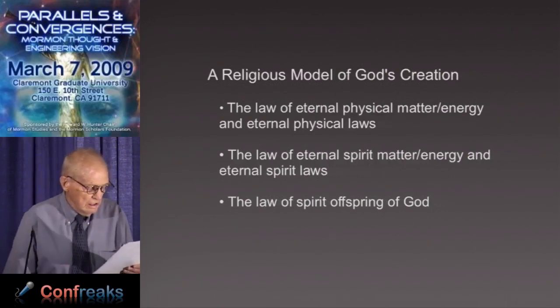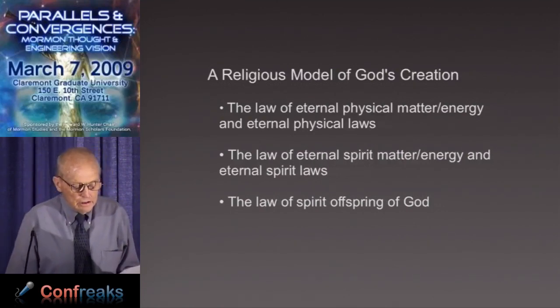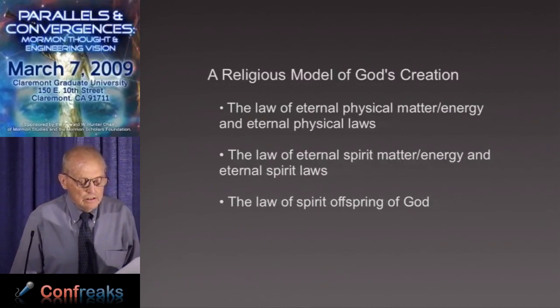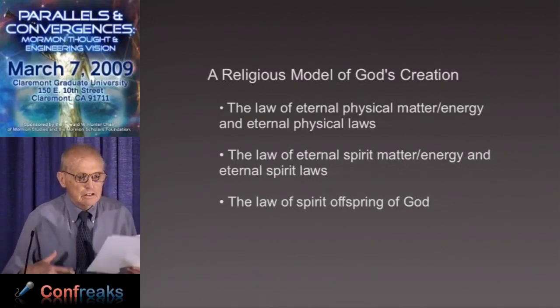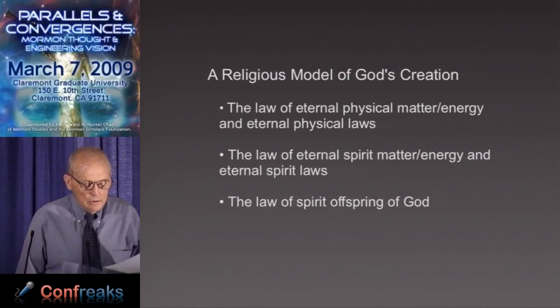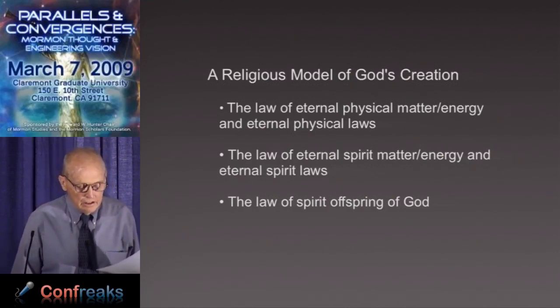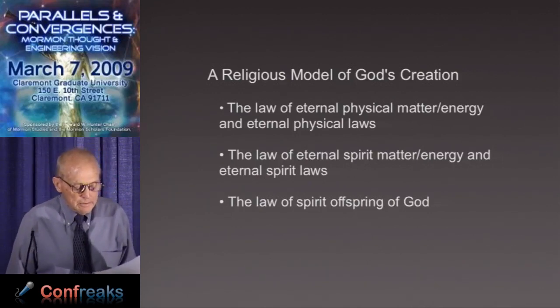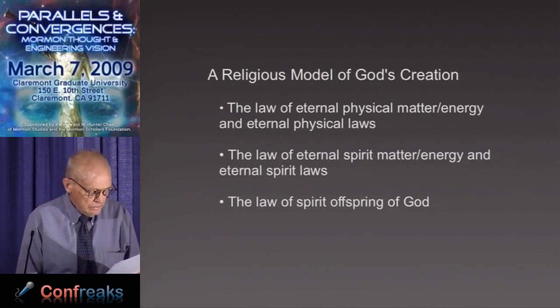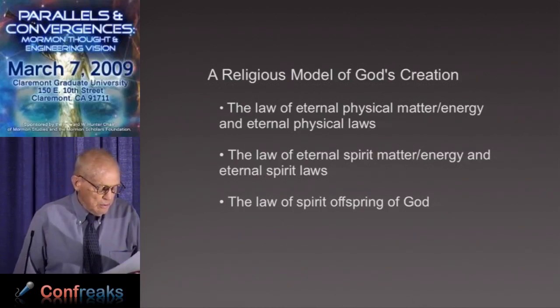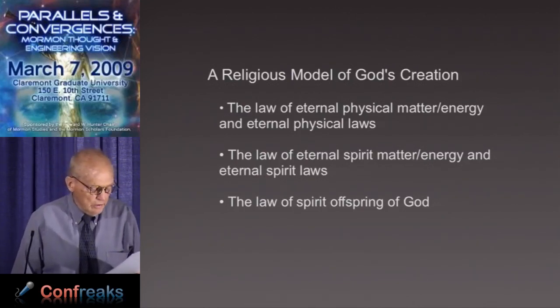We can now define three laws that provide a model of the design parameters used by God as the engineer of the universe. We have the law of eternal physical matter and energy and eternal physical laws. These are the laws of our universe as we know it today. We have the law of eternal spirit matter and energy and eternal spirit laws. We have the law of the spirit offspring of God. This model provides the basis for God's creation of the universe.